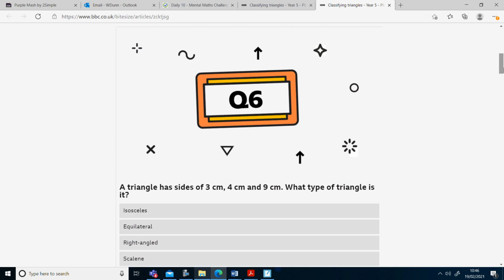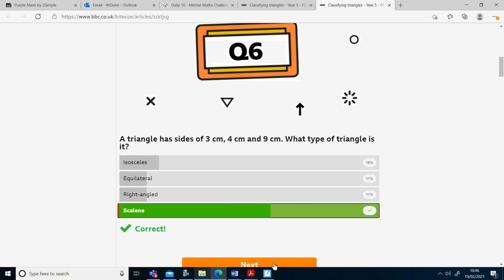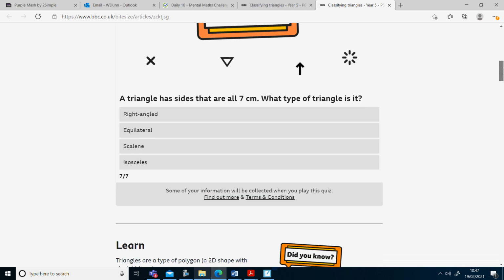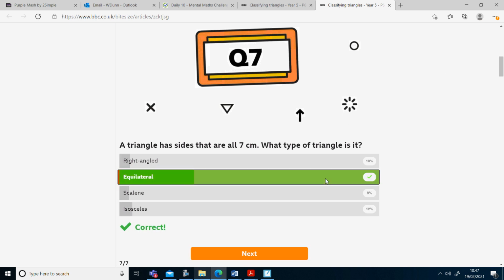Question 6. A triangle has sides of 3 centimetres, 4 centimetres and 9 centimetres. What type of triangle is it? Well, it's my odd triangle, isn't it? My scalene. 3 different sides of different lengths. And the final question, I think. A triangle has sides that are all 7 centimetres long. What type of triangle is it? So each side is exactly the same. Well done, Year 4. It is going to be an equilateral triangle.